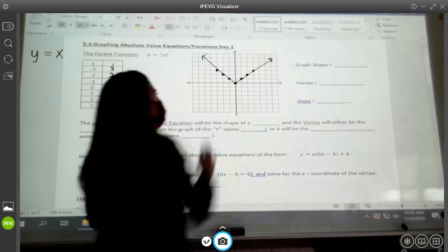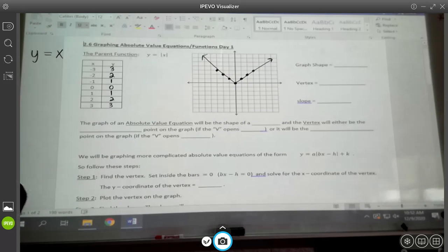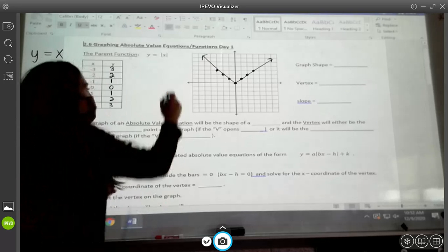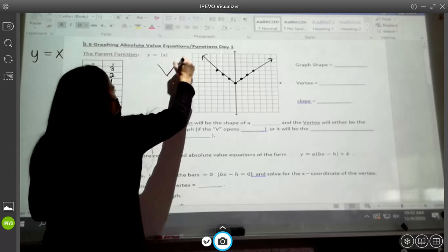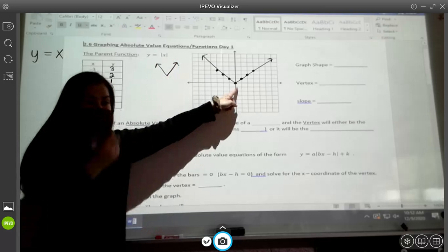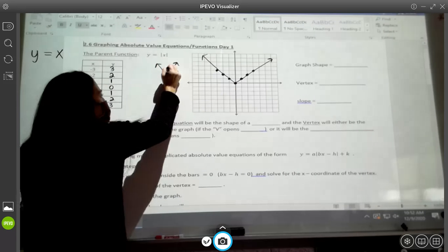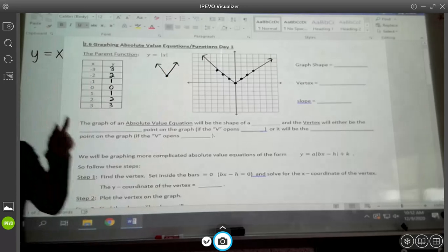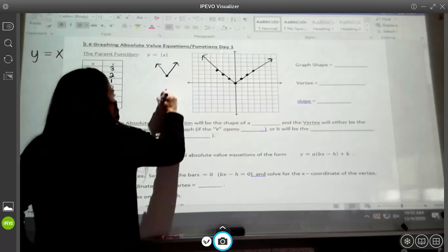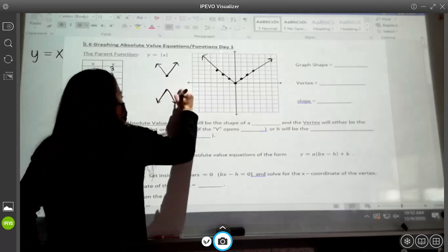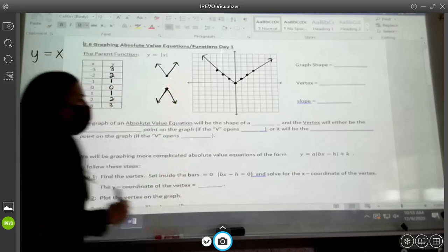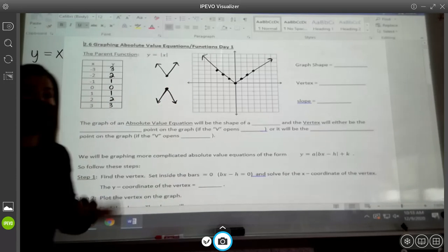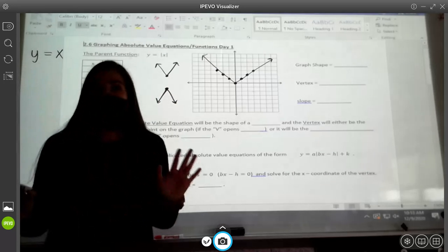Okay? So now, there's two things that a V graph can do. Either the V will open up just like this one did, and it will have a lowest point at the bottom of it, or a V can open down and be upside down and have a highest point at the top of it. So those are what our graphs are going to look like today. Have you guys ever been asked to graph the V's? Yes, no? Everybody else has said no so far.